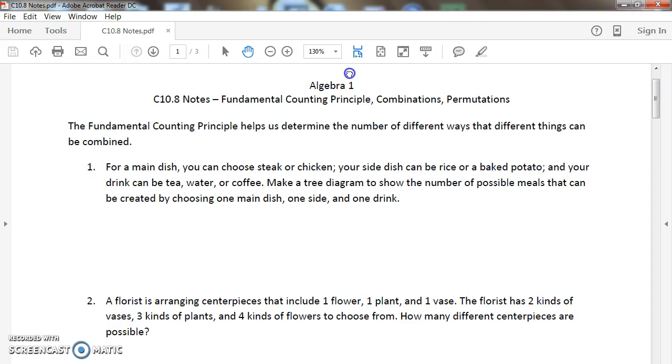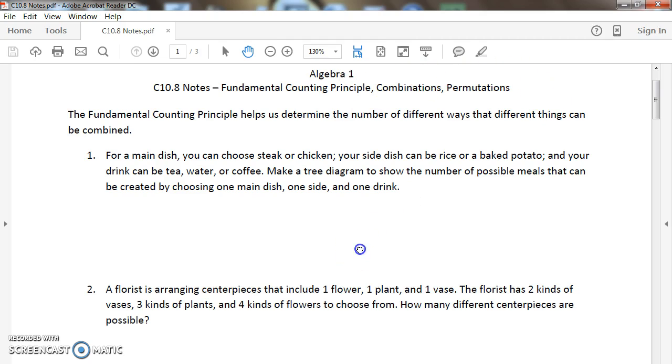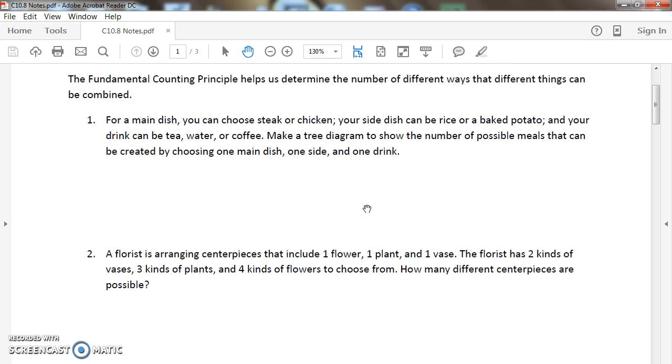Okay, these are the notes for section 10.8. We have three main concepts we'll be covering in section 10.8: fundamental counting principle, combinations, and permutations. The fundamental counting principle helps us determine the number of different ways that different things can be combined.